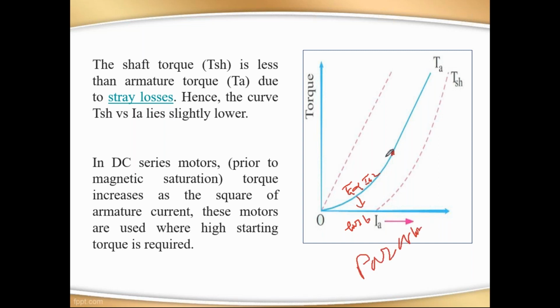Now when it reaches the magnetic saturation, then the armature torque is directly proportional to Ia. ఎందుకంటే ఈ కండిషన్ లో ఫ్లక్స్ అనేది కాన్స్టెంట్ అయిపోతుంది, then you will get that straight line. So based on this characteristics, అంటే ఇది ఎందుకు యూజ్ చేస్తా అంటే, where this is the series motor we can use where the starting torque is required more, ఓకేనా.